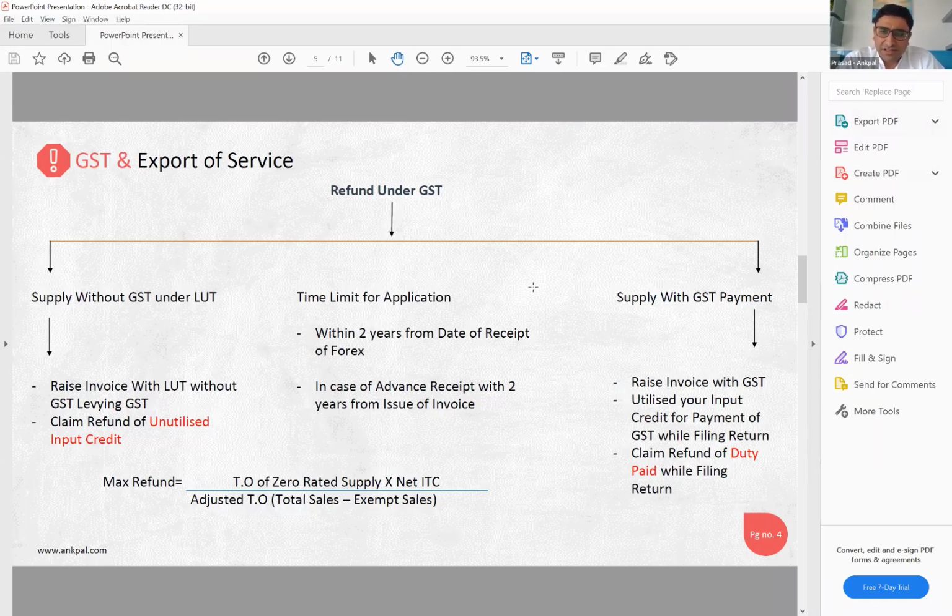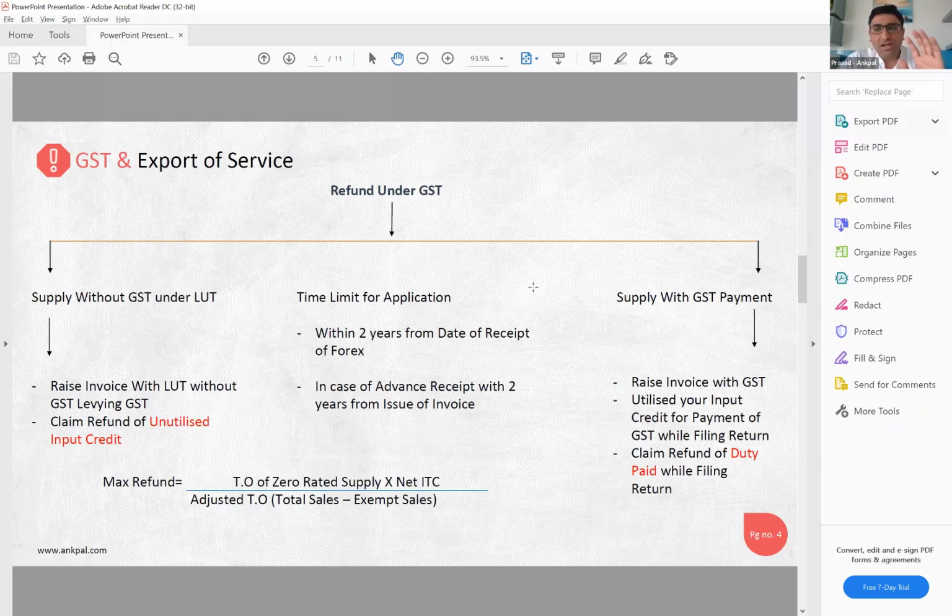So in this first case, when you don't charge GST, you can claim the refund of your unutilized input credit, right? Simply, the process is totally online. You just have to file the refund application. This is also online. You have to upload the invoices which you have raised for the export, which should match your GSTR1 as well. Ensure that. Also, you have to attach the BRC that you have received on account of that Forex services, right?